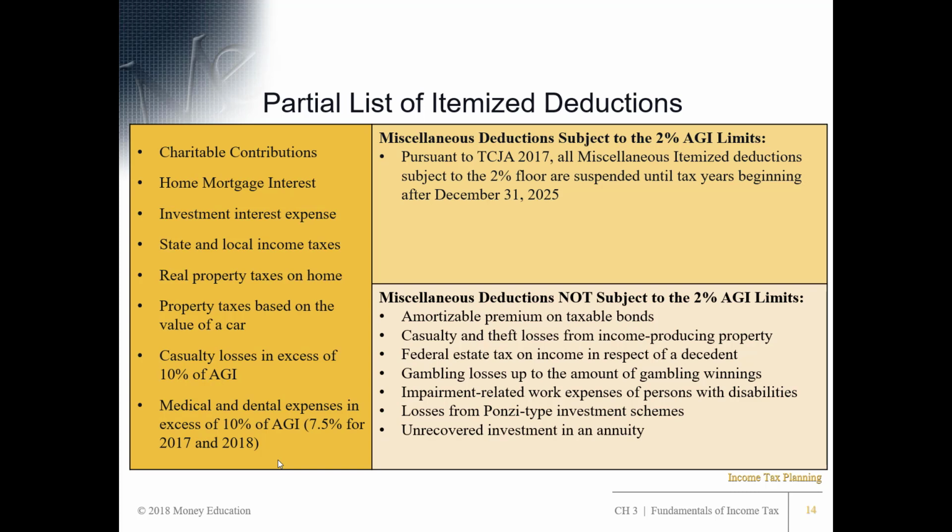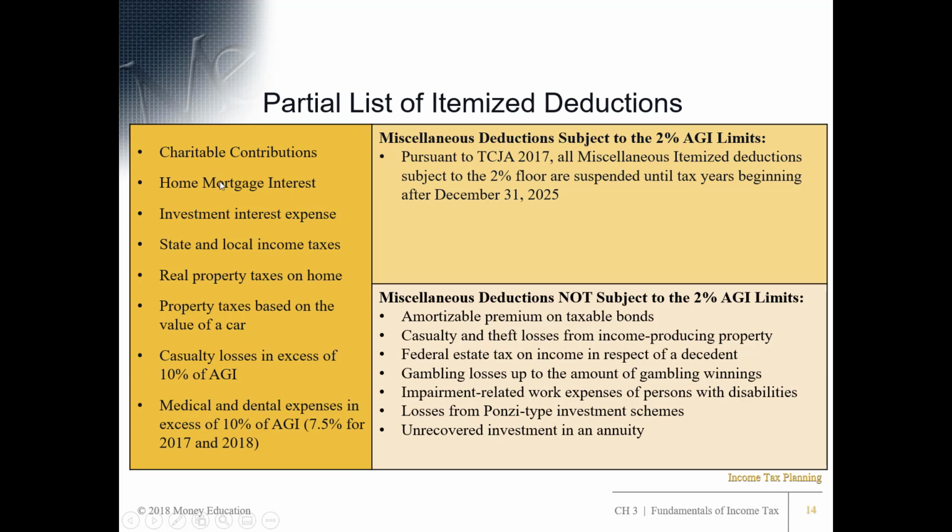The things that are not suspended are amortizable premium on taxable bonds, casualty theft or loss, federal estate tax on income in respect of a decedent, gambling losses in the amount up to gambling winnings, impairment-related work expenses of a person with disability, losses due to a Ponzi-type investment scheme, and unrecovered investment in an annuity. So the miscellaneous is gone, but the things right here are what is itemized.